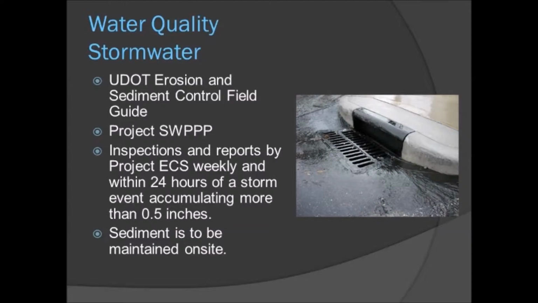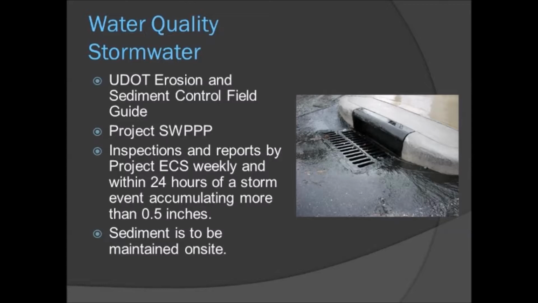Stormwater quality is a primary concern for the project. As a storm begins to rain, the exposed soil begins to erode, which causes silt and sediment to be washed away. The silt and sediment oftentimes can be washed into storm drains and eventually end up in lakes, rivers, or reservoirs. The Project SWPPP and the UDOT Erosion and Sediment Control Field Guide are both tools that are utilized by the ECS in order to control sediment from leaving the project site.